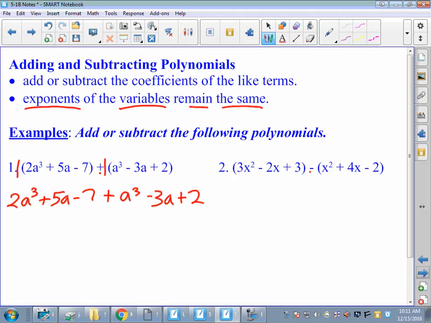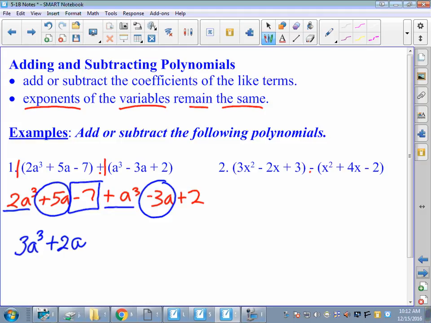So I see a positive 2a cubed here. I have another positive 1a cubed here. So I have a total of 3a cubed. Notice it stayed a cubed. So I like to think of this as we're just putting them in piles. I had 2 different piles of a cubed, so I put them all into one pile. I would have 3a cubed altogether. I have a positive 5a here, so I have 5a's over in that pile. And I have a negative 3a over here. So when I put them together and simplify it, I have positive 2a. I have a negative 7 coefficient, or constant, and I have a positive 2, which makes negative 5.